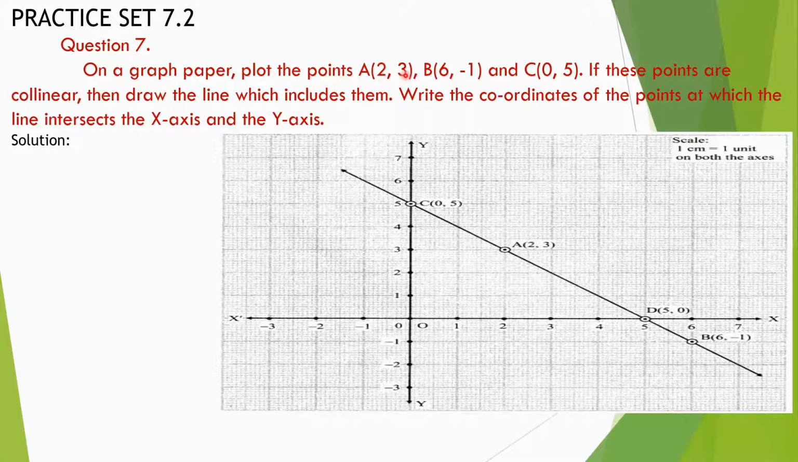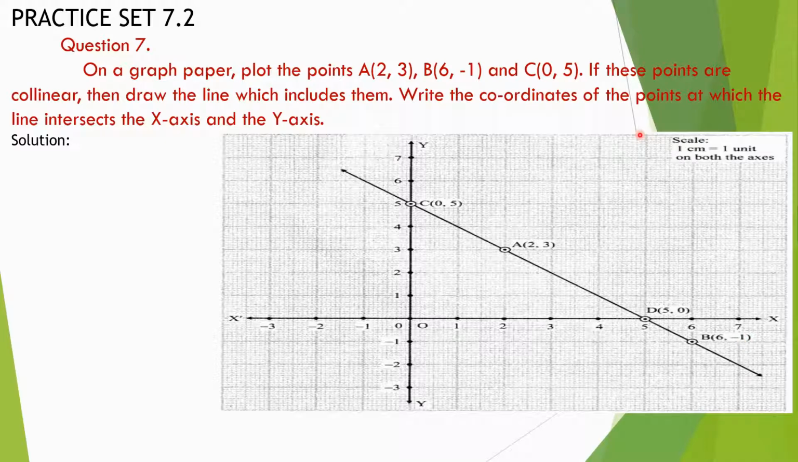The x coordinate is 2 and the y coordinate is 3, so the point is A of (2, 3). Second, the point B of (6, -1). The x coordinate is 6 and the y coordinate is negative 1. That point lies in the fourth quadrant. Therefore, B is (6, -1).